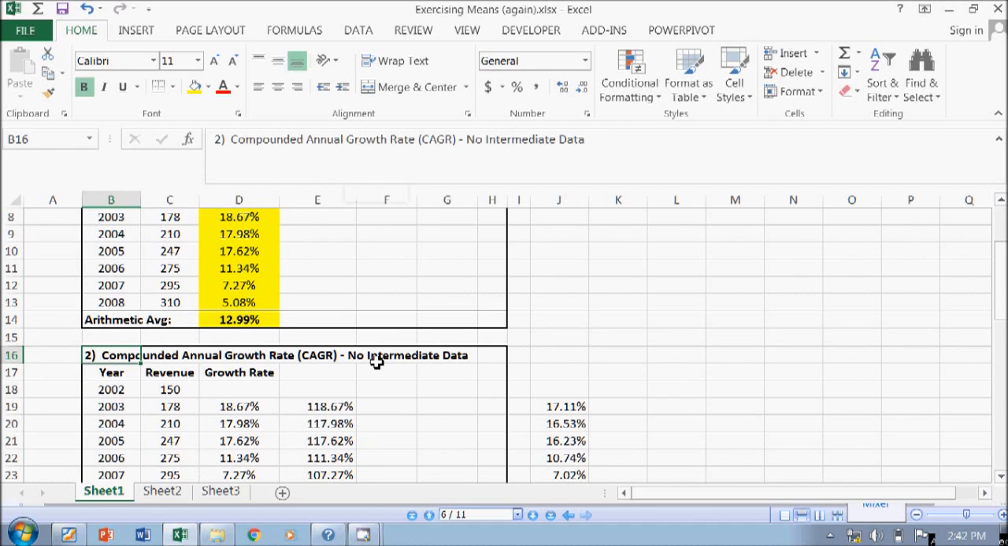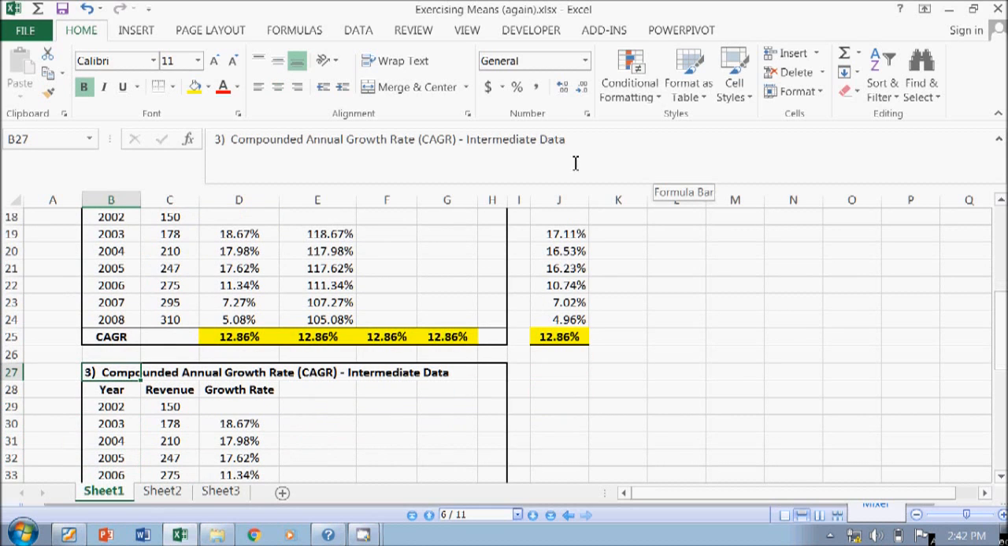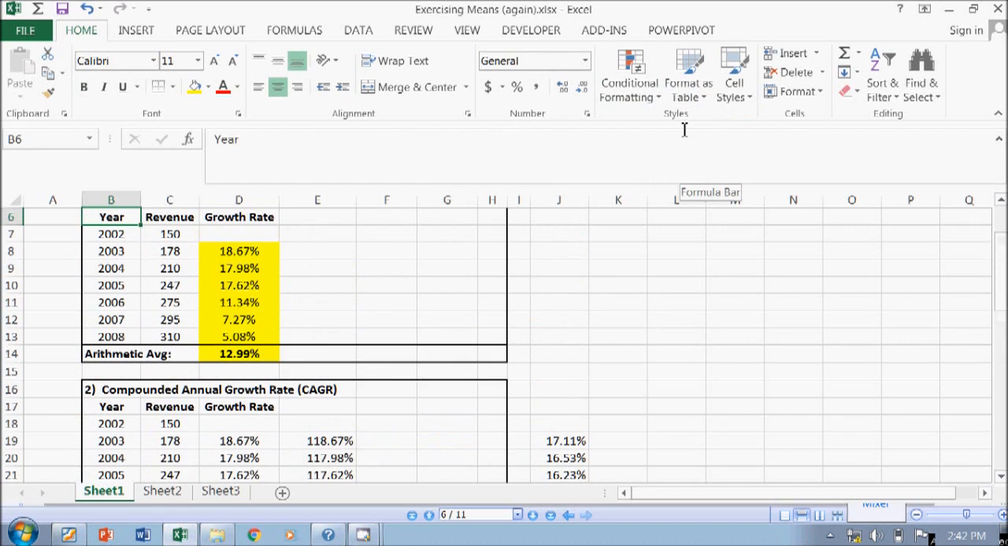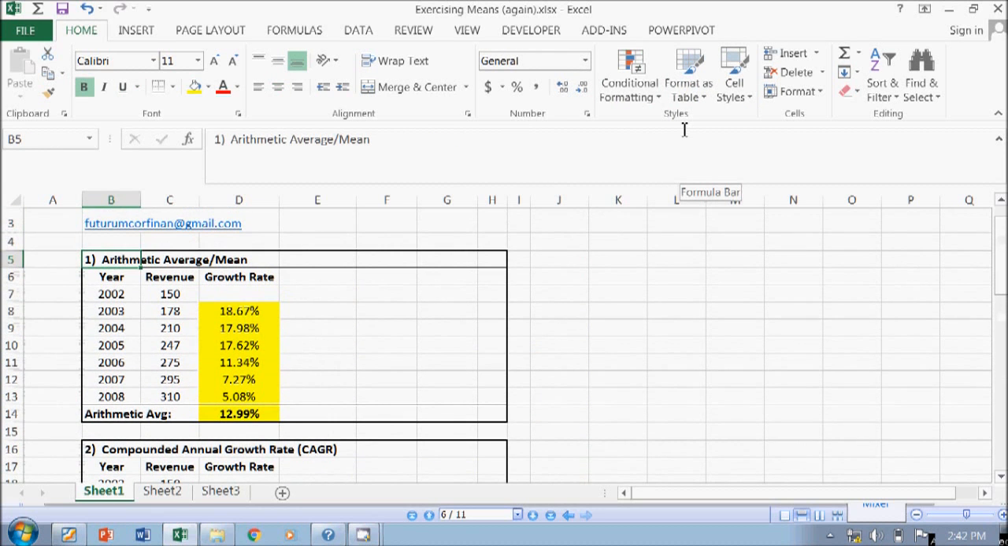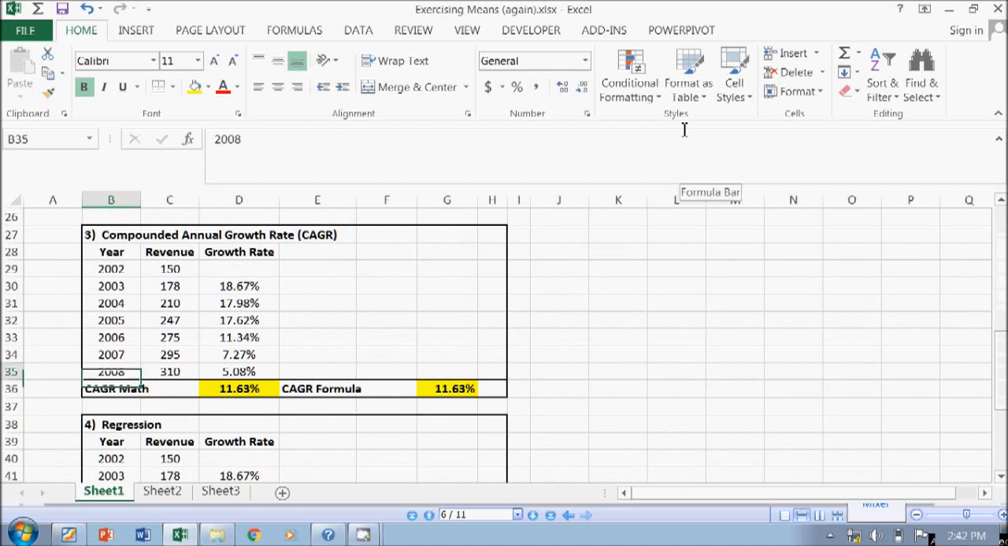There are two things to consider. I will use no intermediate date. And then there will be two versions for the CAGR. I will explain in this video what the difference is. So for the arithmetic mean, you only have one version, but for the compounded annual growth rate, you have two ways to compute that.